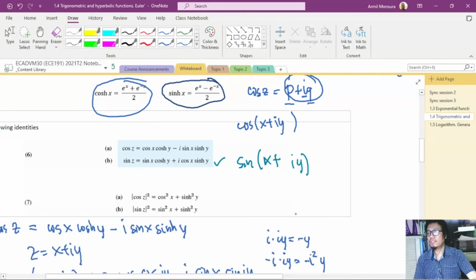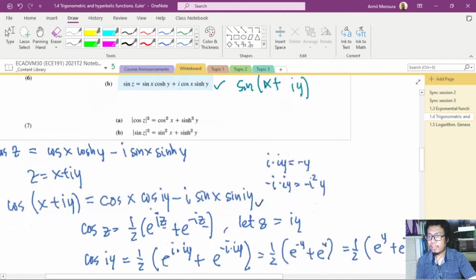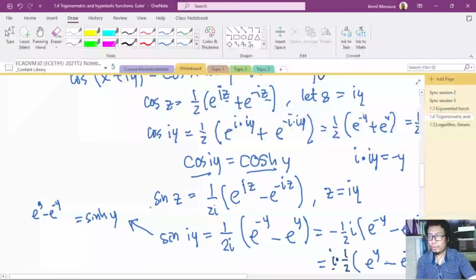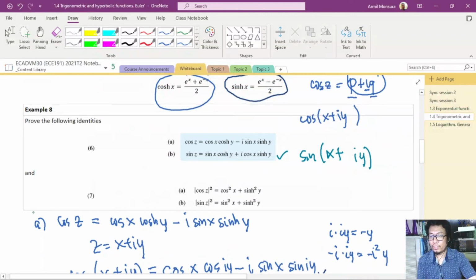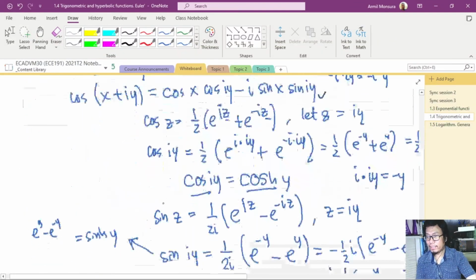Okay. Now let's also proceed with verifying the following identities. So this is for 6a, and then 6b is for your exercise. Okay. And let us try 7a.